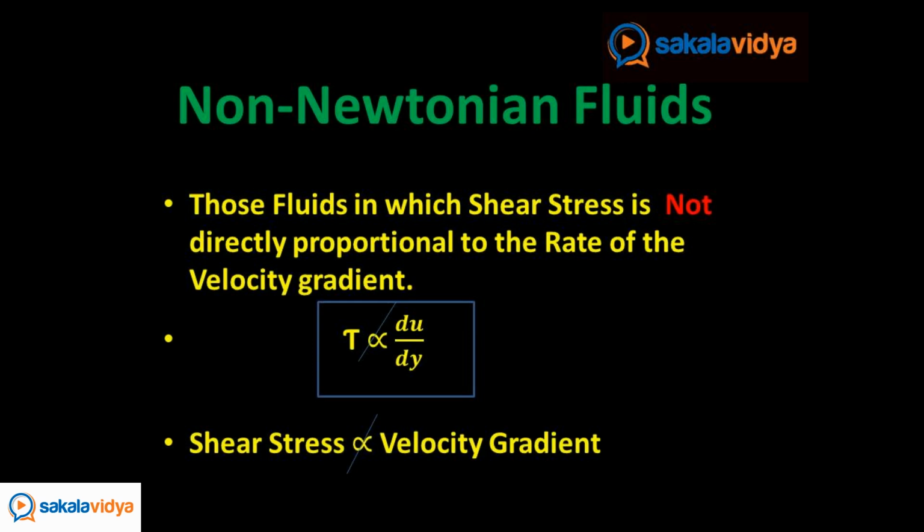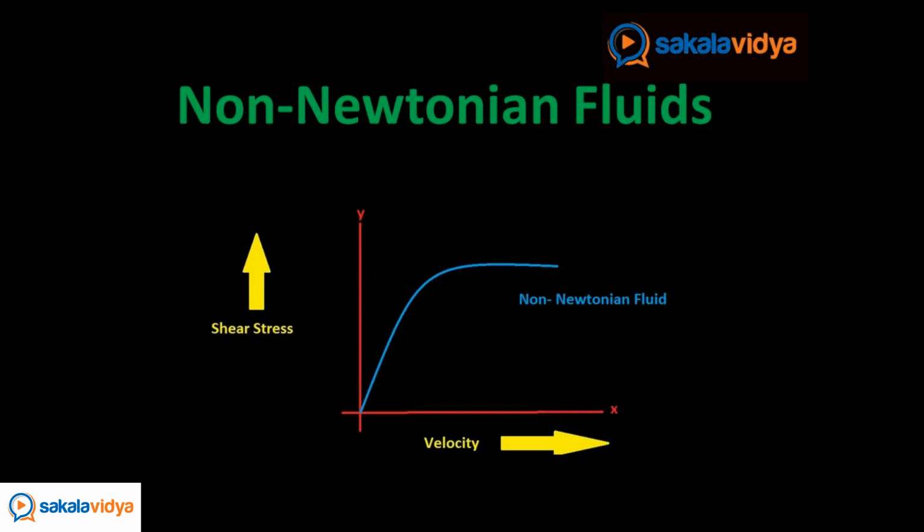Non-Newtonian fluids are those fluids in which shear stress is not proportional to the rate of velocity gradient. So mathematically, in non-Newtonian fluids, shear stress is not proportional to velocity gradient. Here tau is nothing but shear stress, which is not proportional to du by dy, where du by dy is nothing but velocity gradient. Again, if you plot a graph between shear stress and velocity gradient, it is not linear from the origin. It is going to take a curve. So this is an example for non-Newtonian fluids.